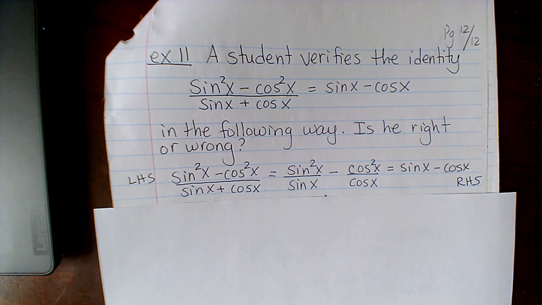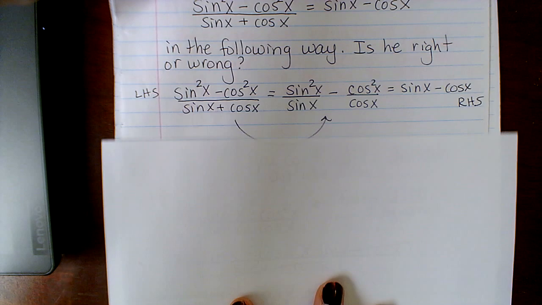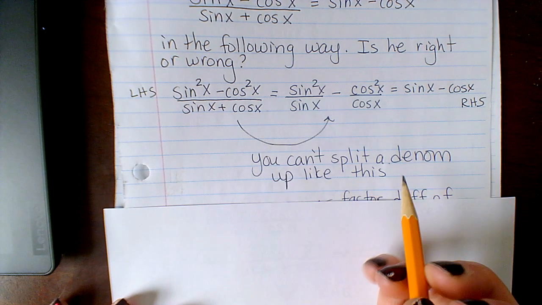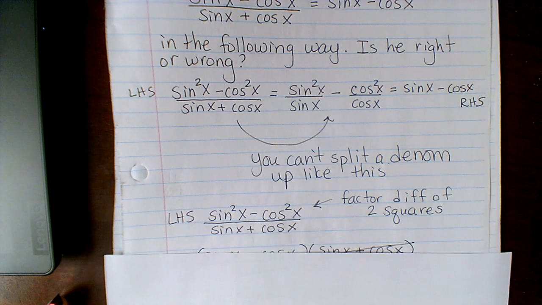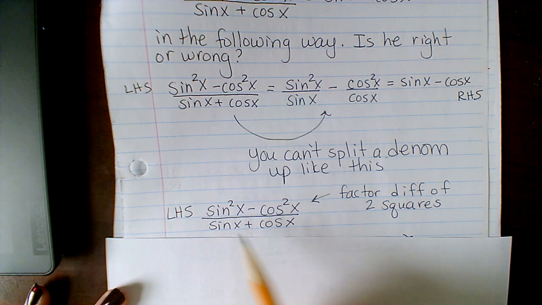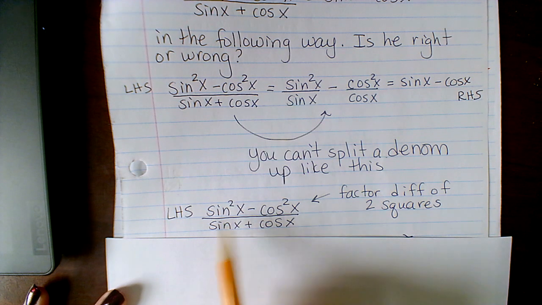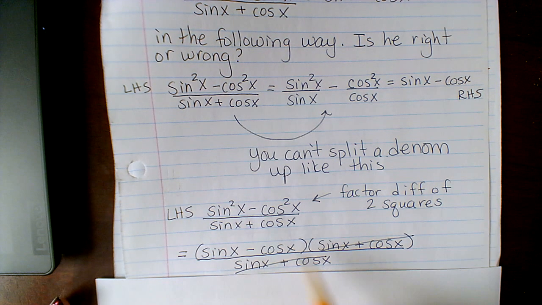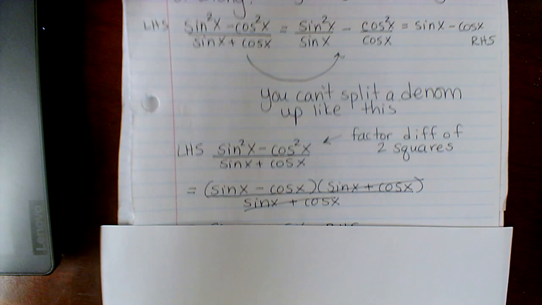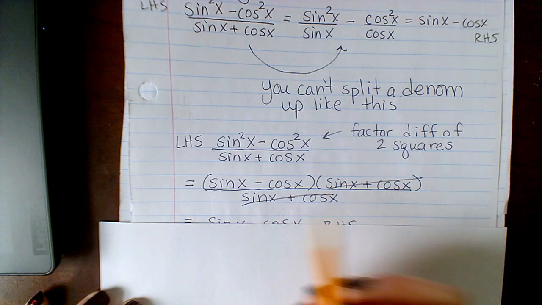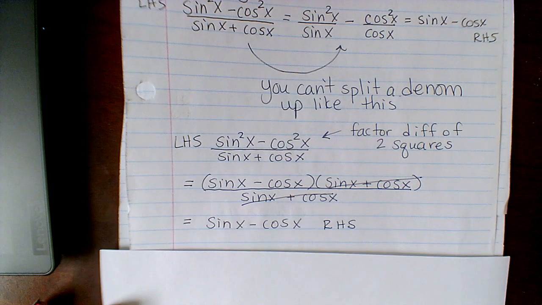This is an example of a blind squirrel finding a nut. Just kind of luck, just dumb luck. You just happen to end up at the right answer, and it's not mathematically correct. It's garbage. You cannot split up a denominator like that, okay? Instead, what you'd want to do is take this numerator and factor that as the difference of two squares. Remember this a minus b, a plus b from a couple examples ago? And then sine plus cosines will cancel as one quantity, leaving me with just sine minus cosine, which is the right-hand side.